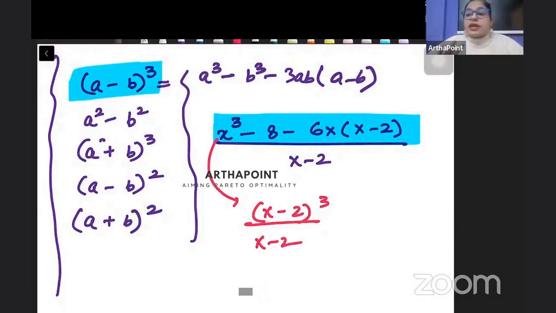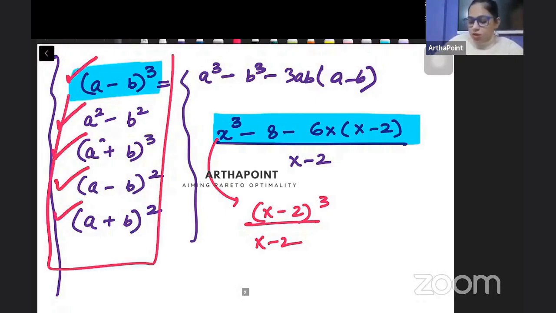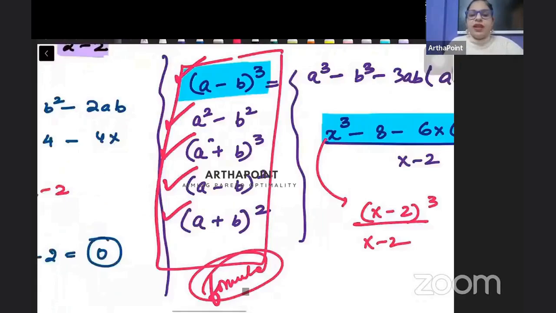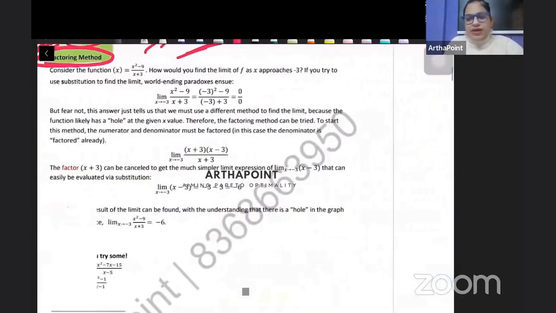ये बेसिक फैक्टरिंग है. We should be very clear with these basic factors, right? तो a minus b whole cube, a square minus b square, a plus b whole cube, a minus b whole square and a plus b whole square. Make a formula sheet और उसमें ये all 5 formulas should be well written by you. This is your factoring method, huh?